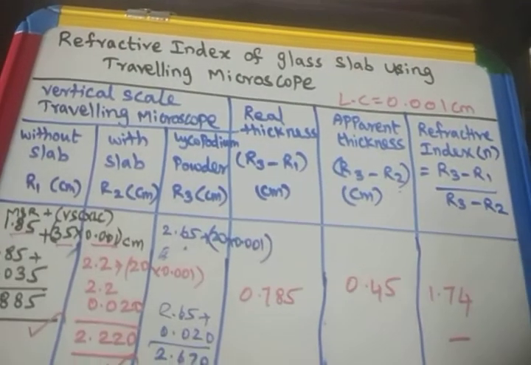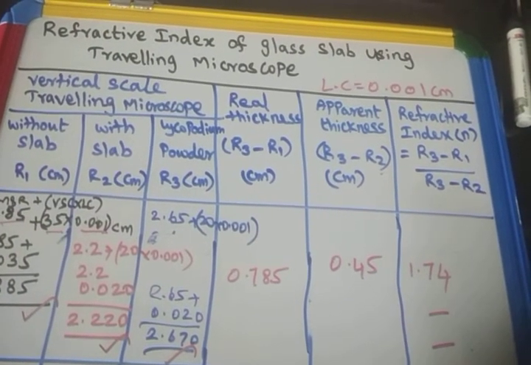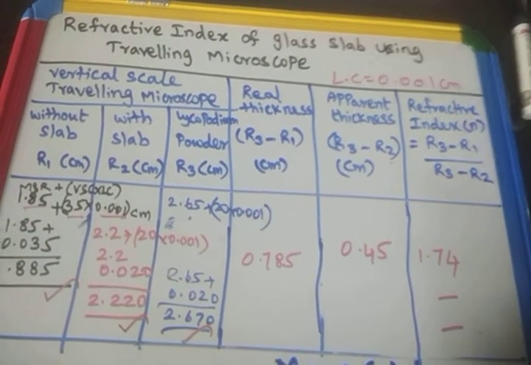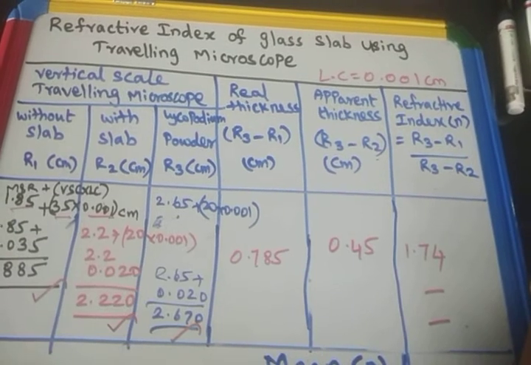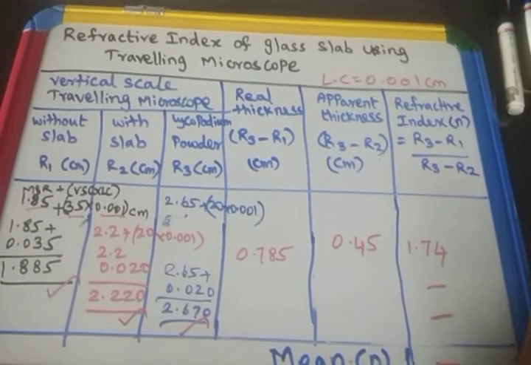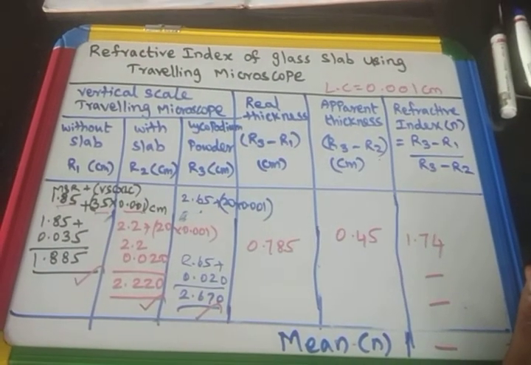The principle of this experiment is refraction of light. When light travels from one medium to another medium, there is a bending of light. From rarer to denser, it bends towards the normal. From denser to rarer, it moves away from the normal. That is the principle. So dear students, it is an easy experiment.